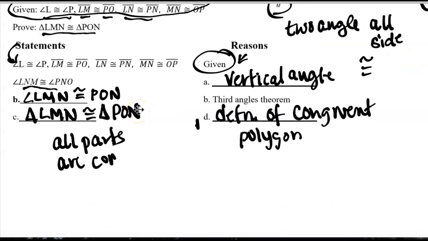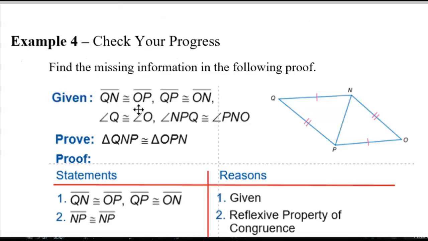And in upcoming lessons we're going to learn that there are some shortcuts that mathematicians have found out. So let's take a look at the next one. This is the last one. So here we have something that's already been proven. We just need to figure out what is this missing step here. So let's work through this.